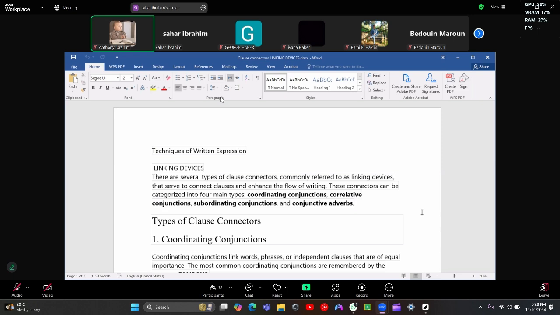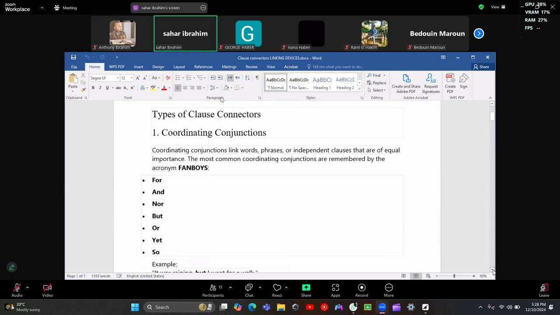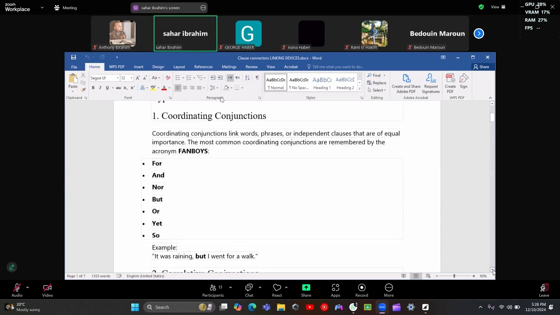These subordinators are required to make a complex sentence. We studied last week that a complex sentence requires a subordinator, with a dependent and an independent clause, okay? So: coordinators, correlative conjunctions, subordinators, and conjunctive adverbs. I will share with you a few examples of each. As for the beginning, this reminds you of the fanboys.